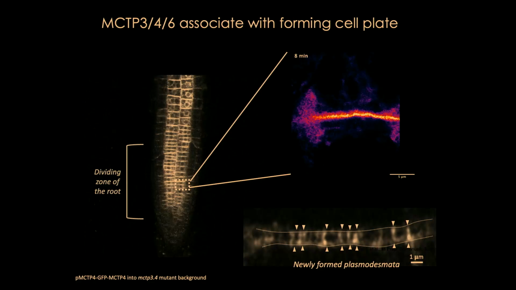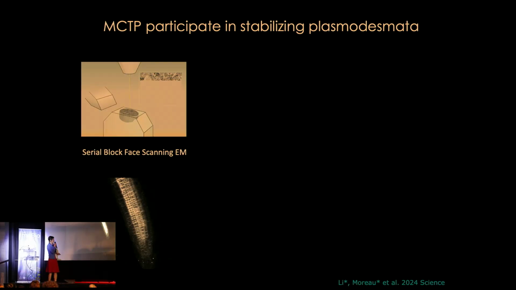So then we wonder, okay, they are here at the right time, right? But do they help forming plasmodesmata or stabilizing plasmodesmata formation and promoting incomplete cytokinesis? So what we did was to actually map plasmodesmata and count them, and we've used serial block face scanning EM for that.